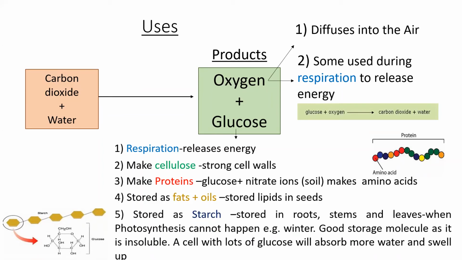And this is really important because when photosynthesis cannot happen, or the rate of photosynthesis is reduced, for example, in the winter, when there's less sunlight, that stored starch can then be broken down into glucose. And the plant can then use that glucose to respire, to make cellulose, to make proteins. Starch is a good storage molecule because it's insoluble. It cannot dissolve. If a cell just stored glucose in its original form, the cell would actually then absorb lots of water, which will cause the cell to swell. So it's important to be stored as starch.